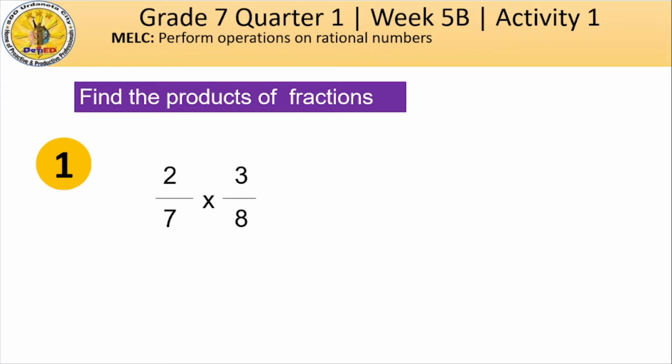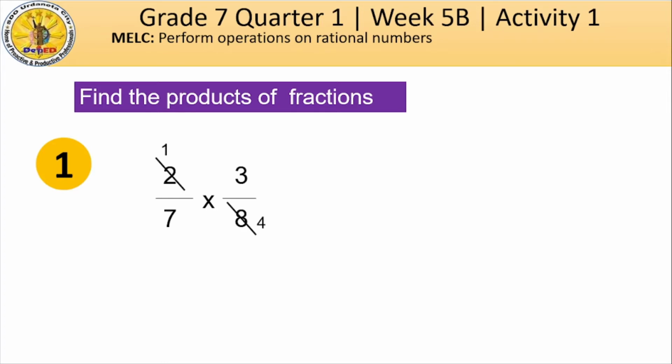So to do this, ang una natin gagawin is to observe our fractions. Since, as we could see here, both of our fractions could still be reduced into lowest term as 2 and 8 are both divisible by 2. So 2 divided by 2, that gives us 1. And 8 divided by 2 is equal to 4.